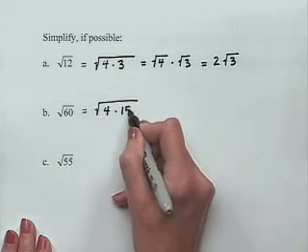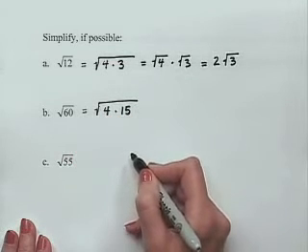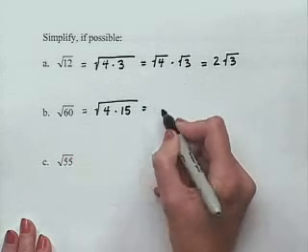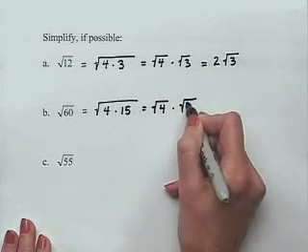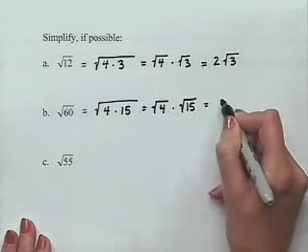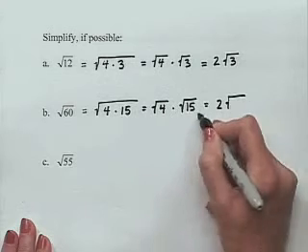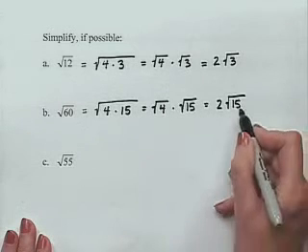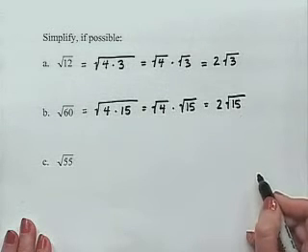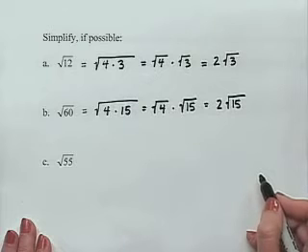We're going to rewrite this as 4 times 15. We can then break it apart as we did in our first problem. Rewrite square root of 4 as 2. 15 does not have a perfect square as a factor of it, so we're going to leave it under the radical symbol, and that answer is 2 square root 15.